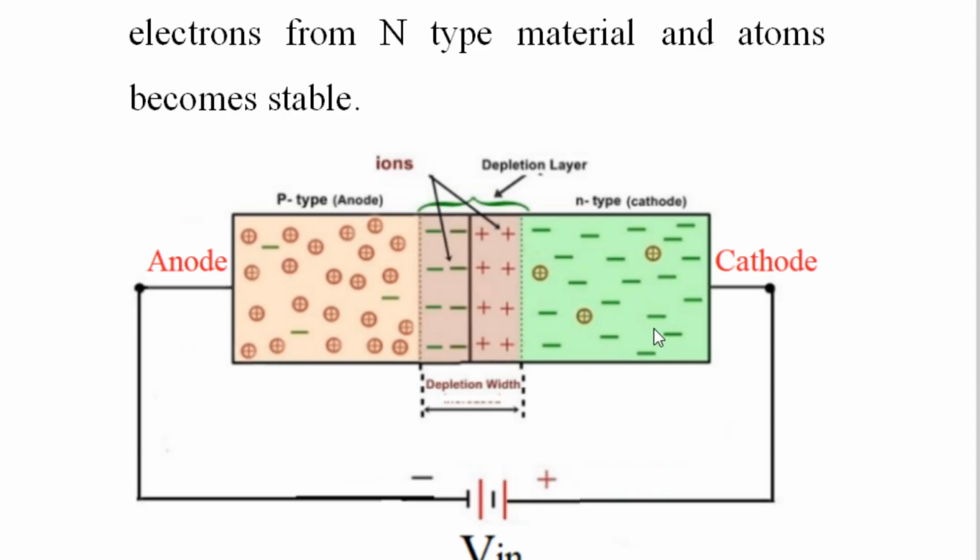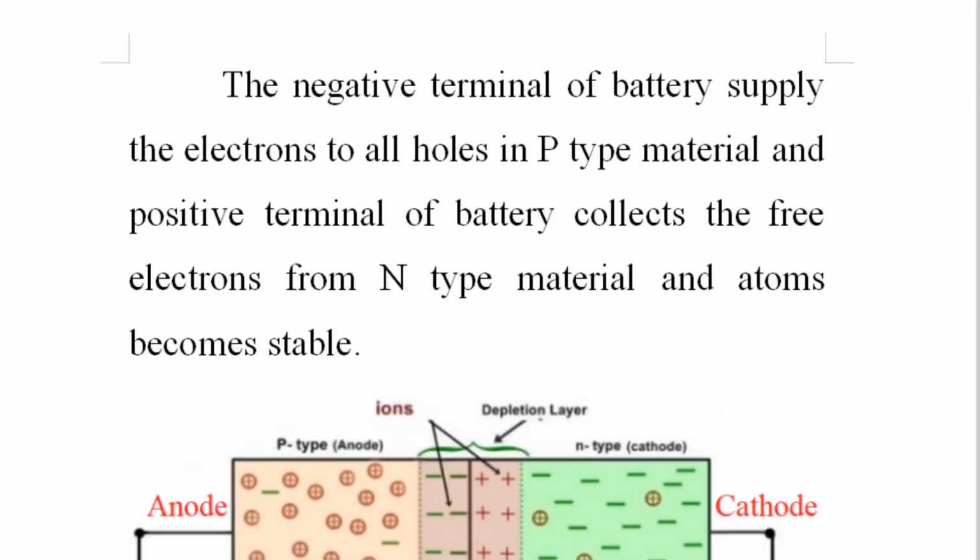So the positive terminal of the battery starts collecting that extra electron, and therefore these atoms will again start shifting towards the positive terminal of the battery. Therefore, upon shifting the atoms towards the negative of the battery in p-type material, and towards the positive of the battery in n-type material, the width of the depletion layer increases, and that is what is given here.